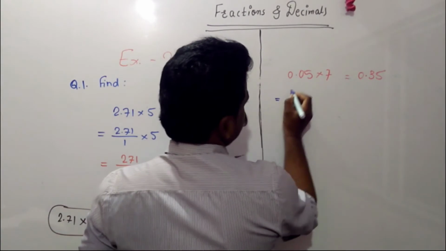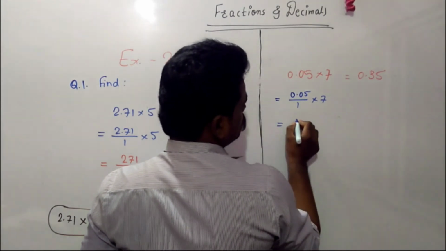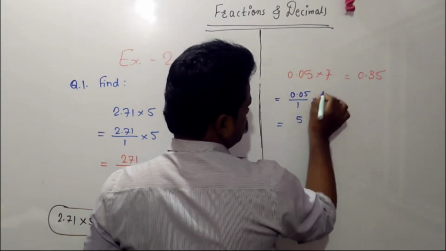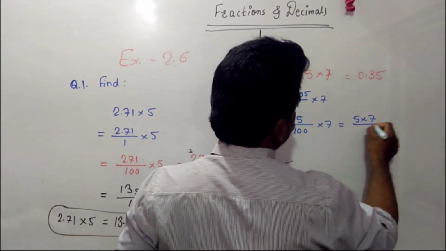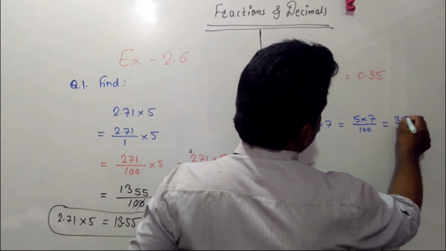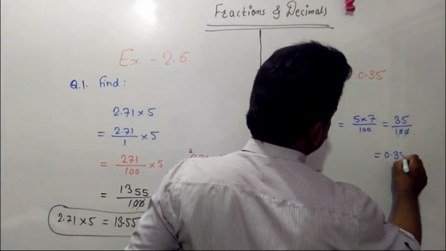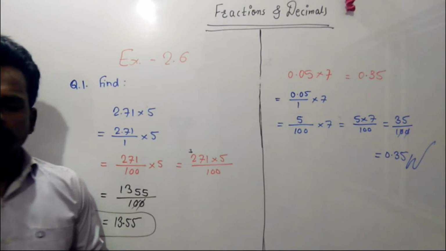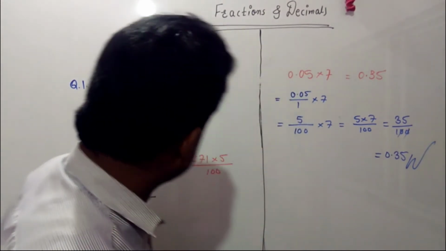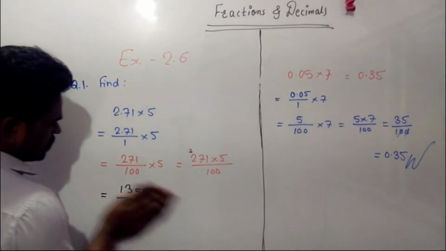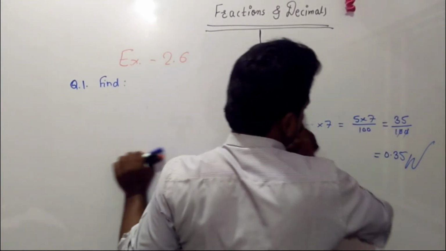So it is equal to 0.05 divided by 1 into 7, and it is equal to 5 upon, I have shifted it by 2 digits, so 100 into 7. So it is equal to 5 into 7 divided by 100, so it is equal to 35 divided by 100. If I shift it by 2 digits, then it will become 0.35. Finish. That will be your answer. No problem. Now see. So in this way you can do the remaining examples. All remaining examples are homework for you, and you need to do all those examples.